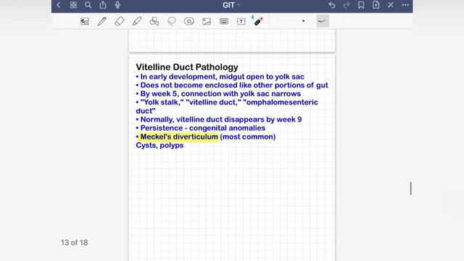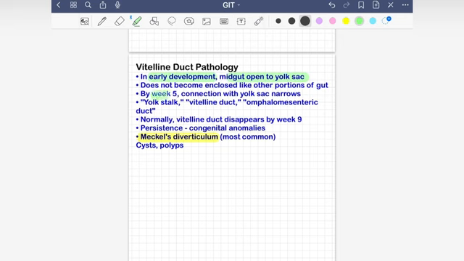Now, let's talk about the vitelline duct pathology. Recall before that, I told you that vitelline duct is a remnant of yolk sac, so you should know that in early development, the midgut retains its connection to the yolk sac. The hindgut and the foregut become enclosed tubes, but the midgut stays connected to the yolk sac by week 5.